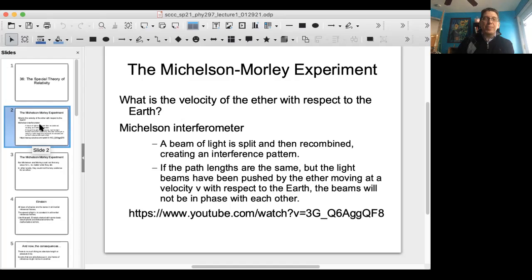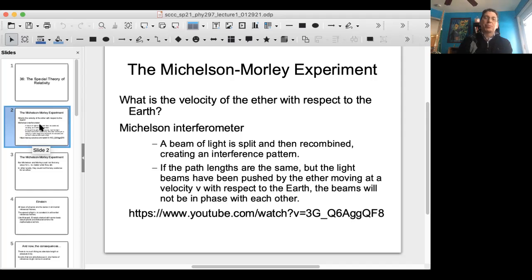But the best experiment to determine the Earth's speed relative to the luminiferous ether was designed by Michelson and Morley. It was a simple interferometer. A beam of light is split and then recombined. The path lengths were adjusted to be exactly the same. But if they were moving at different velocities relative to the ether, one would be shifted relative to the other and you'd get an interference pattern.